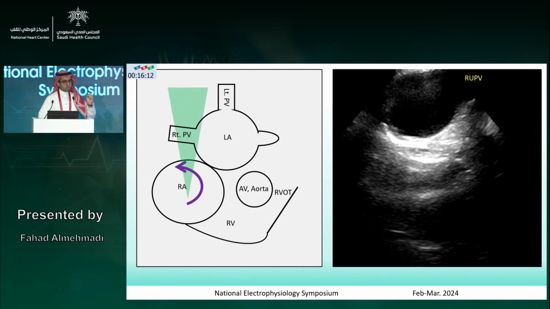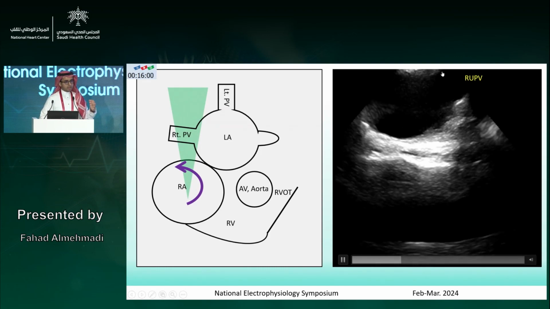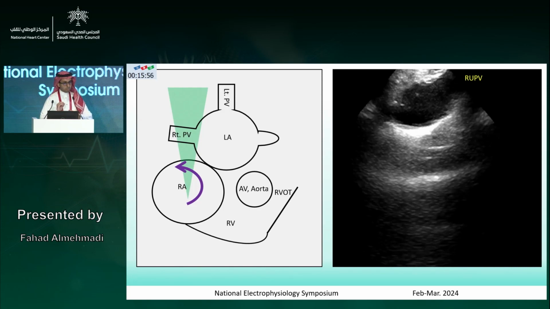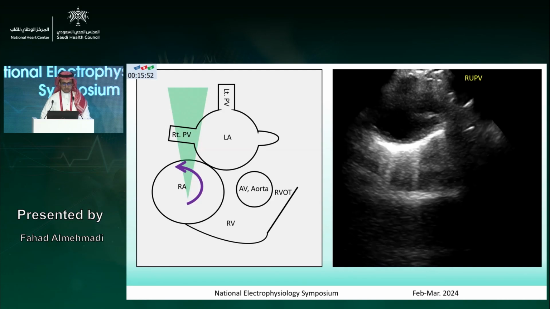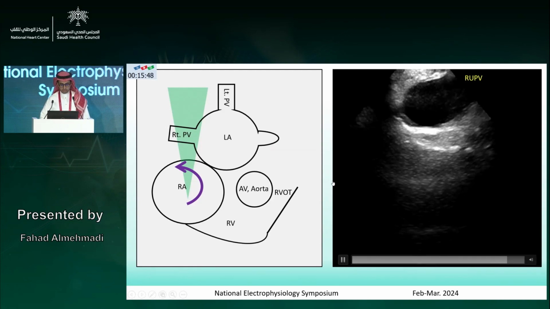If we go more posterior, we're going to see more of the posterior aspect of the left atrium. Here, this is the interatrial septum, and we can clearly see the right upper pulmonary vein. I couldn't find views of the other veins, but this is with more clock. You can actually see here my ablation catheter going into the right upper pulmonary vein, and you can do that without using fluoroscopy.